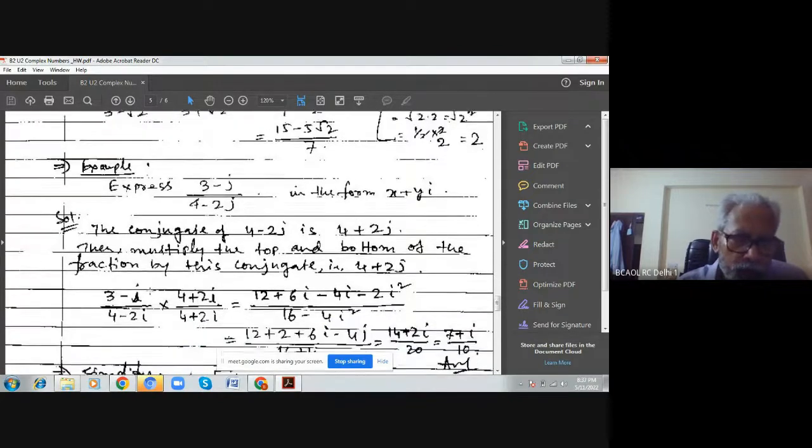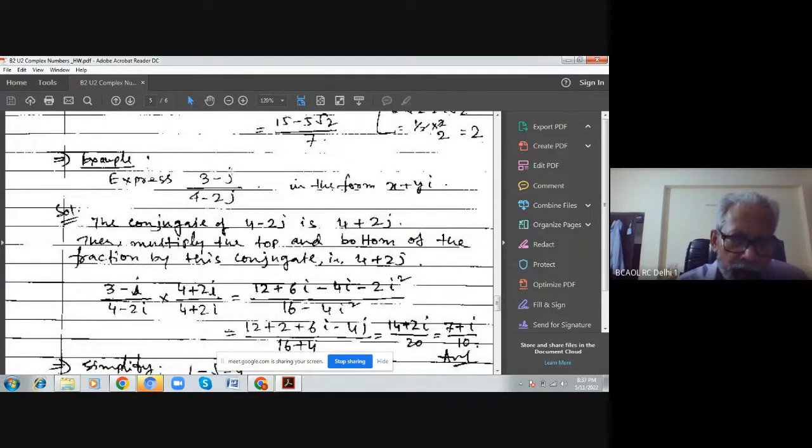First of all, what will you do? When you see this type of division, simply you conjugate it. And as you know, the conjugate of 4 minus 2 iota is 4 plus 2 iota. Now the conjugate has changed, it was minus, now it is plus. So the denominator and numerator, both you have to multiply by 4 plus 2 iota.